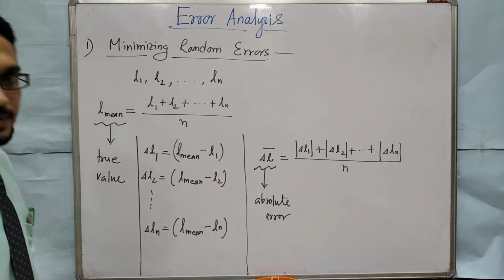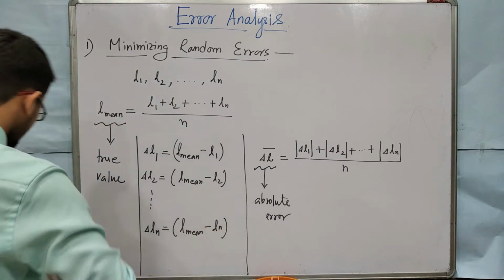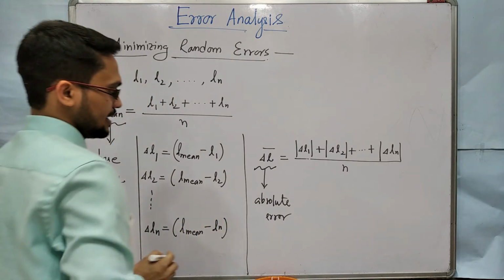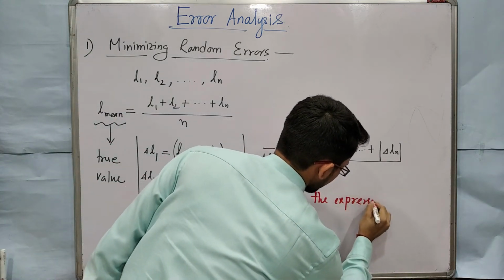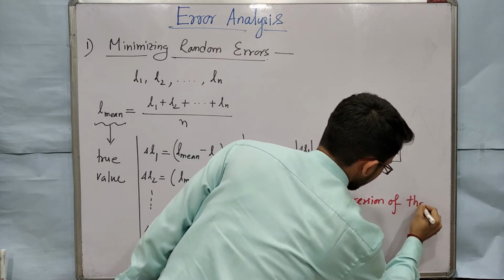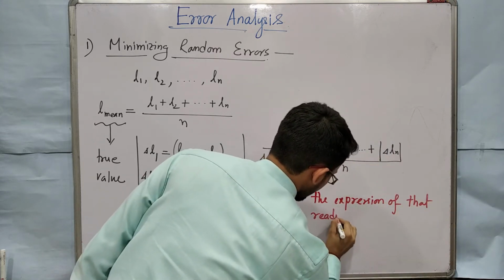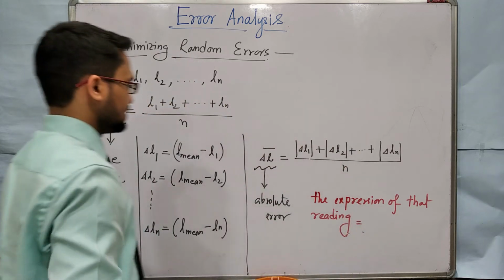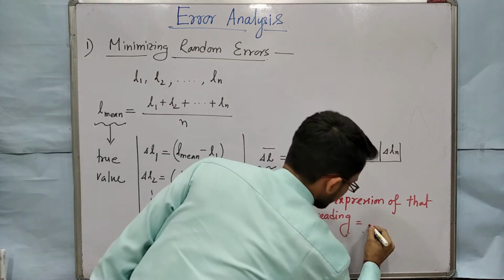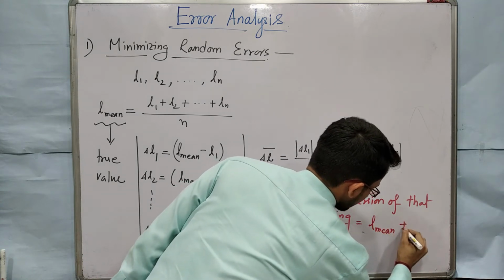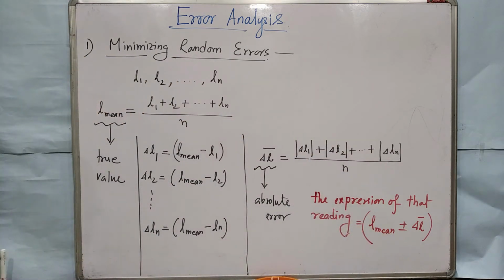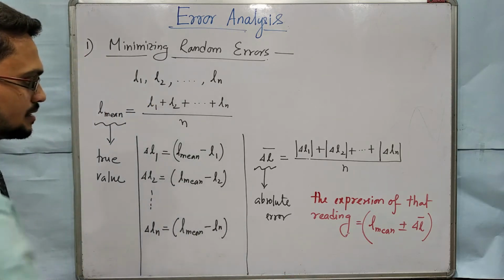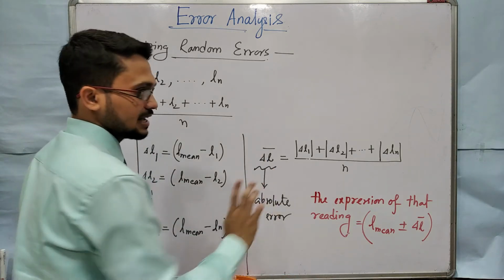Now how will you express that reading? The proper expression, which you will write at the end, is L mean plus minus delta L average. So this is the proper expression. In this way you will write at the end. Understand? So here delta L average is the absolute error.